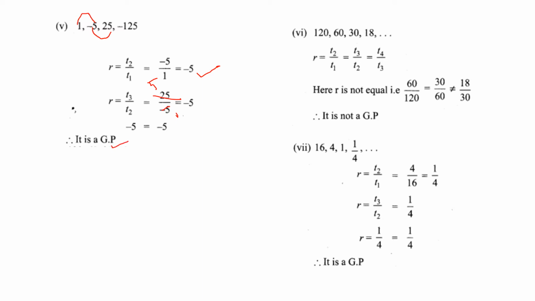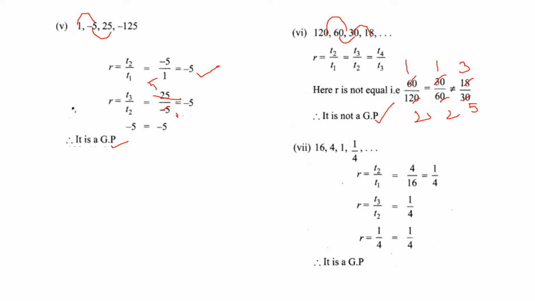Next question: 120, 60, 30, 18. That is 60 by 120 equal to 30 by 60 equal to 18 by 30. Here you see, 60 by 120 means 1 by 2. Here also we will get 1 by 2. But here you see 3 6s are 18 and 5 6s are 30. So that is not equal. Therefore it is not a GP.